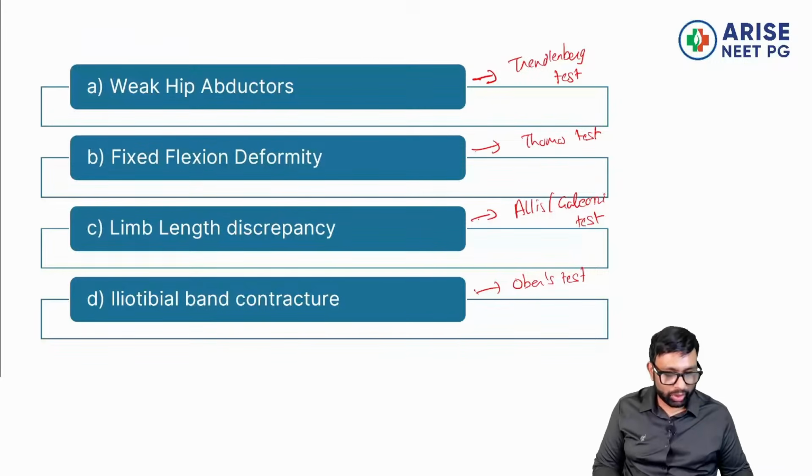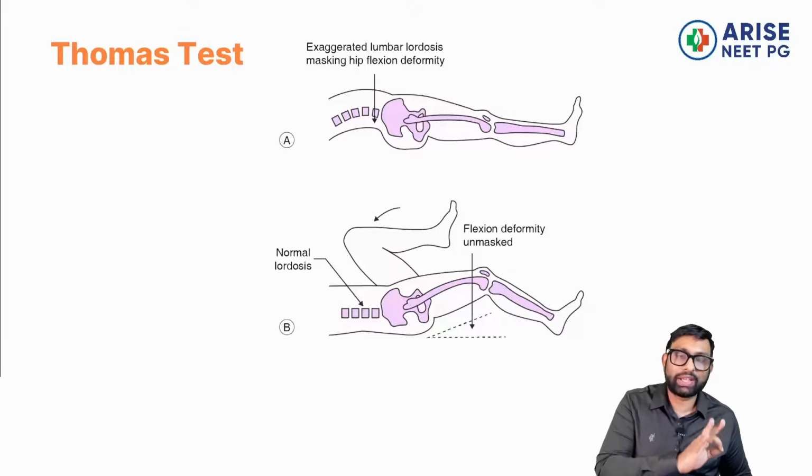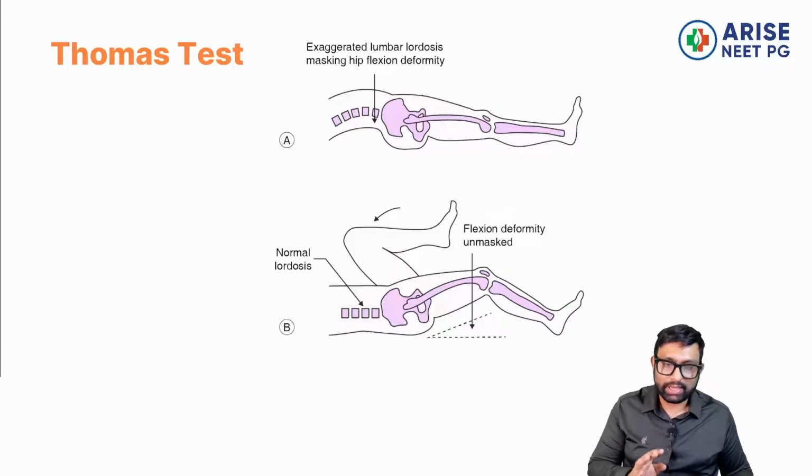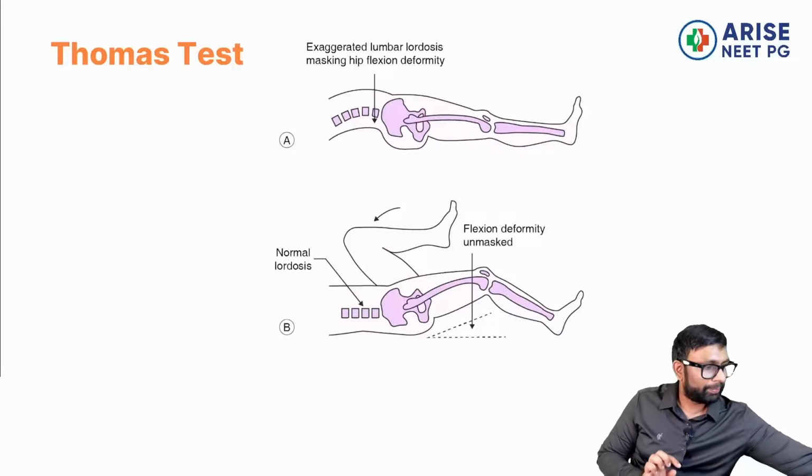So these are 4 tests that we commonly do. In this patient, we have done a Thomas test for fixed flexion deformity. What you notice when a patient has a fixed flexion deformity, let me show you with the help of a bone model.